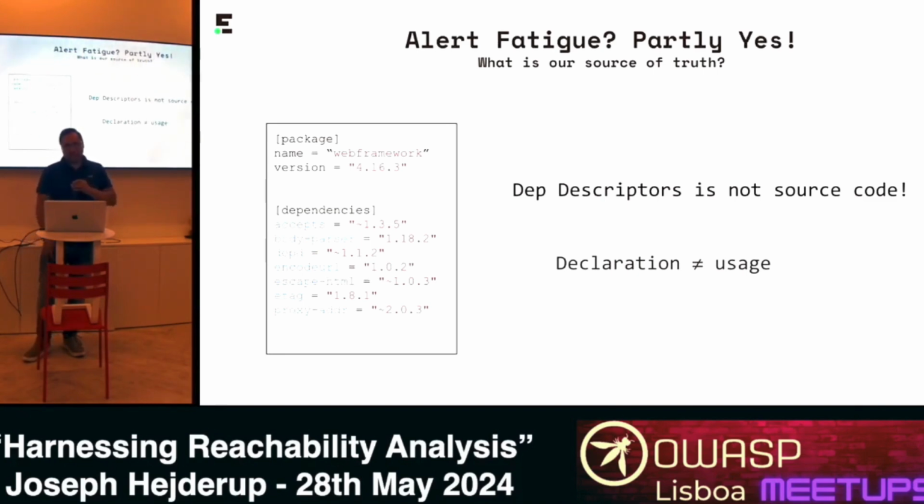And this is, in general, what I would advocate, and something that I also did in my research: whenever we come to dependency analysis, we have to start from the source code. The dependency descriptor gives some idea about what is declared, but it doesn't really tell what is used.